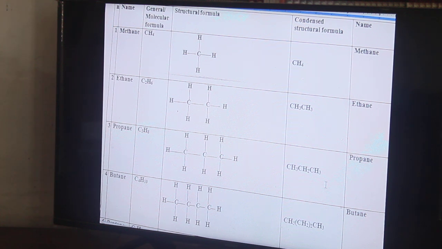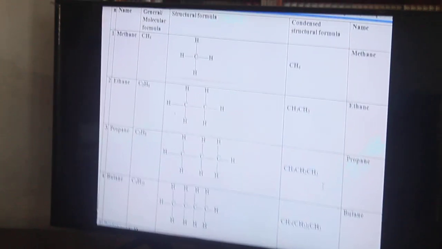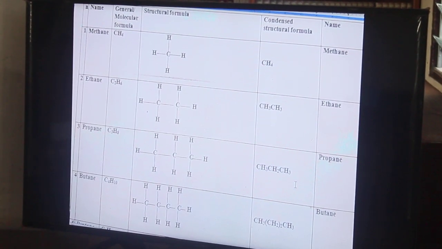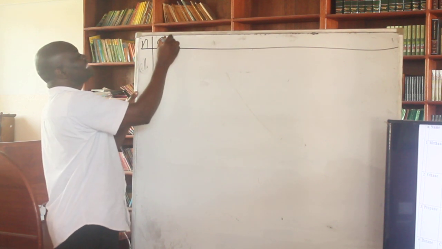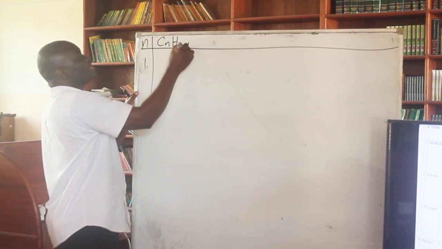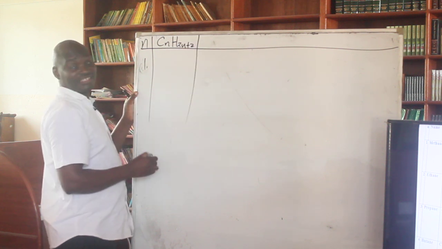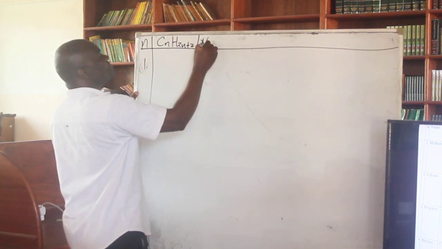Let me help you understand the table. I'm just going to do the first part so that you can understand. In the first one, N is equal to 1. So this is N, is 1. And the molecular formula is CnH2n plus 2.